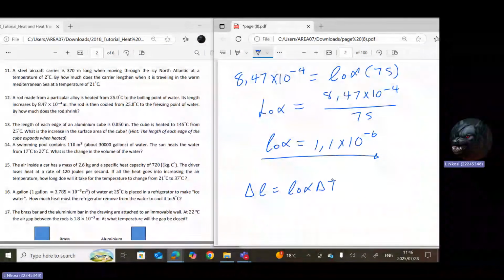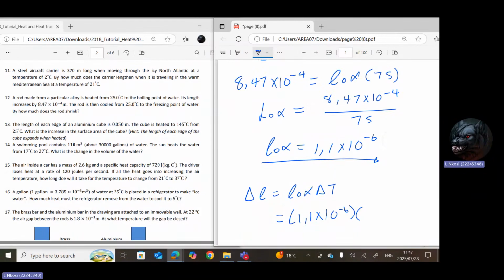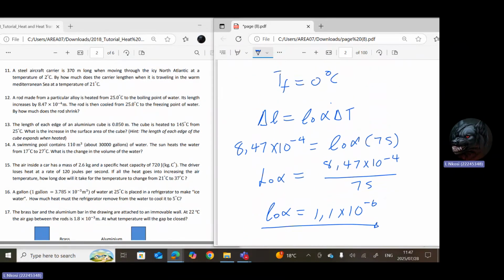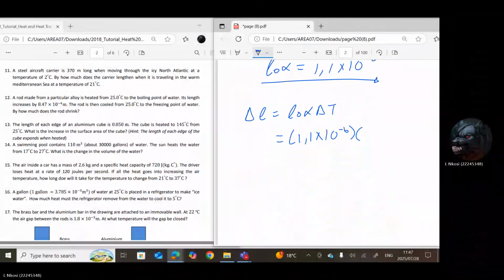Change in T and it. So to find the change in length, we just substitute 1.1 times 10 to the minus 6 here, multiplied by the change in temperature. Now it's from 25 to 0, so 0 minus 25. And the negative change in length means decreasing length.